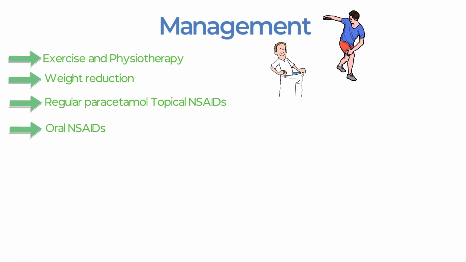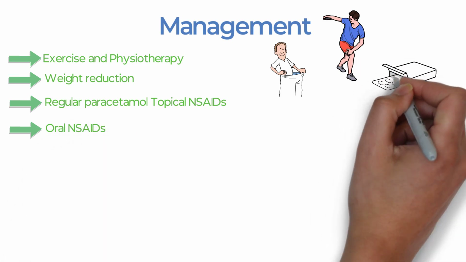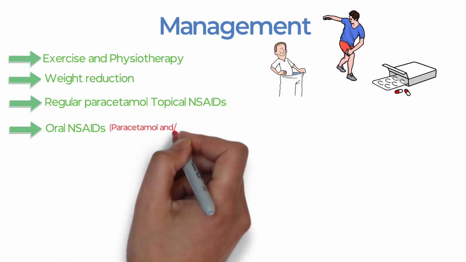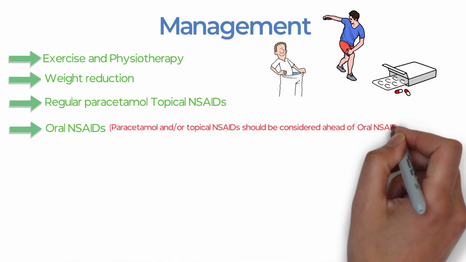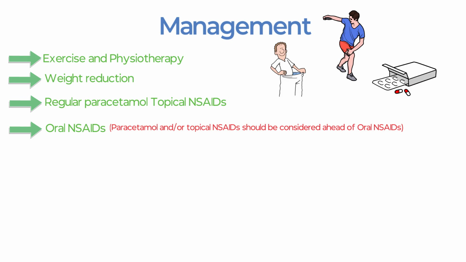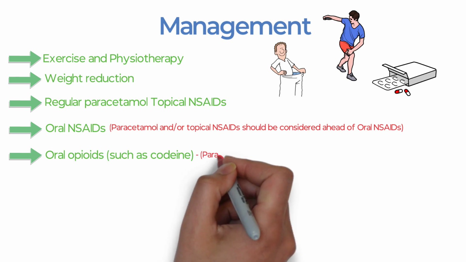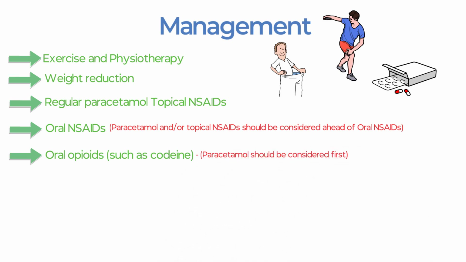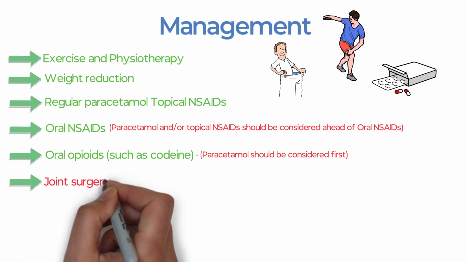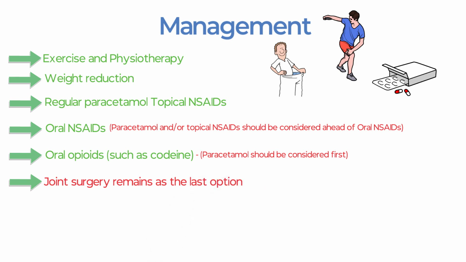but we should keep in mind that paracetamol and topical NSAIDs should be considered ahead of the oral NSAIDs. If the pain is so severe that the above cannot relieve it, then we can go with oral opioids such as codeine. But again, you should consider paracetamol and NSAIDs ahead of oral opioids. At last, if the pain still persists, then joint surgery remains as the last option.